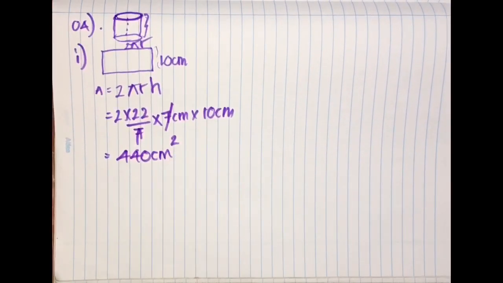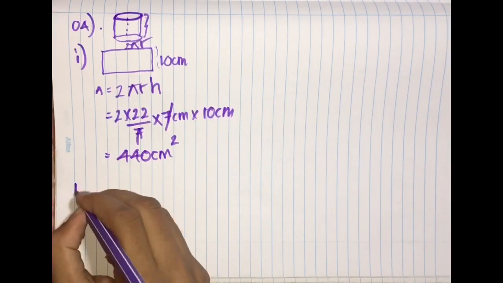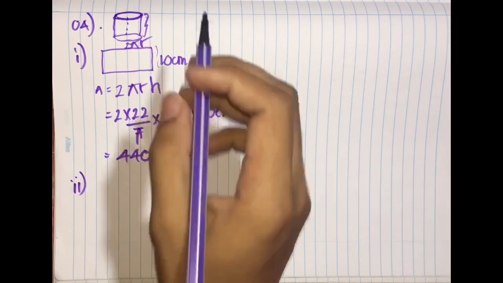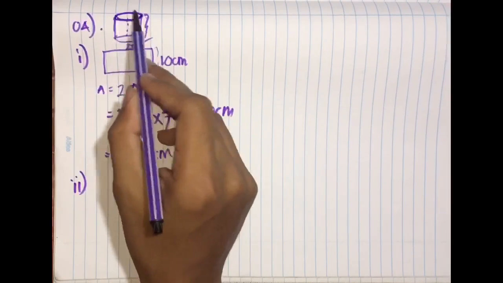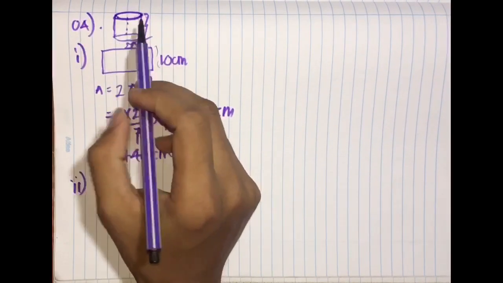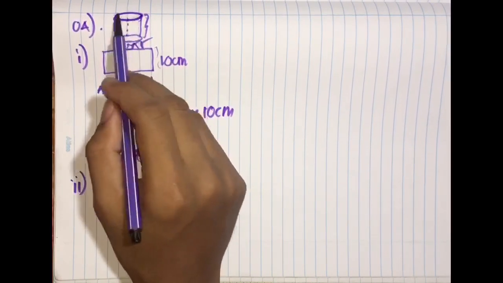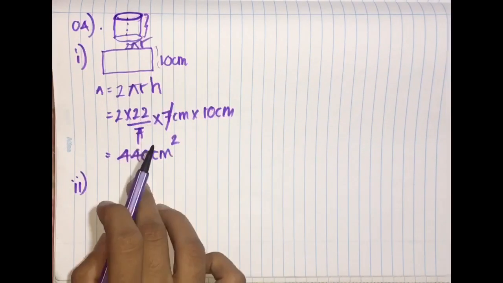Is that part clear? Okay. Second part, Roman number 2. Find the area of the whole surface of the metal block. What should you do? With this, you have to add the area of these circular parts. There are 2. So for now, what I'll do is find the surface area of one circular part, multiply by 2, get the answer, and add with this total.